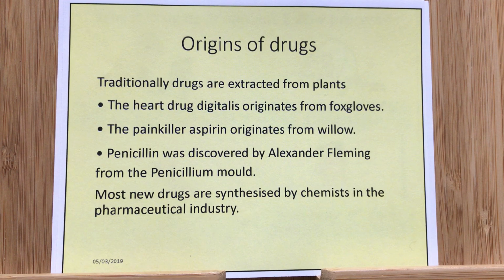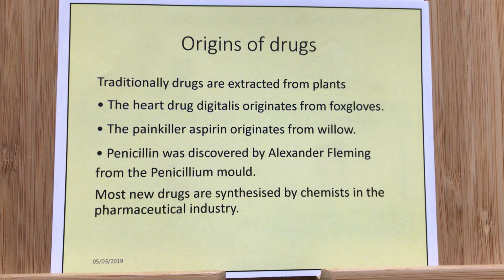So we need to be able to match up some of these drugs with where they come from. So there is a heart drug called digitalis, okay, and that originates from foxgloves. Now, our digits, our fingers, would go into a glove. So hopefully we can make that link between digitalis coming from foxglove. Painkillers such as aspirin come from willow, and you'll notice there are 2 L's in painkiller and there's 2 L's in willow, so hopefully that will help us to make that link between painkillers and willow.